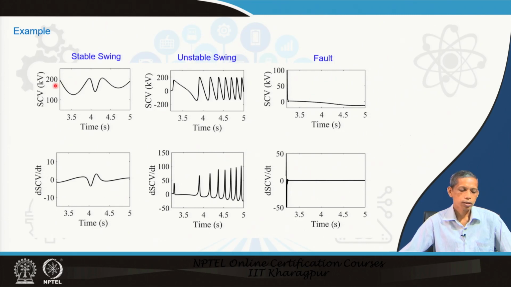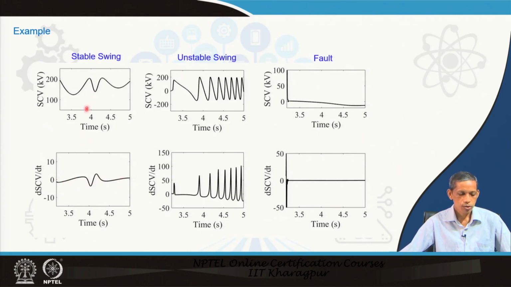Now, how do we compute the swing center voltage? V cos phi: we have the V measurement at the M bus, the local relay bus, and the corresponding phi angle between voltage and current. That V_m cos phi gives us the swing center voltage. So, we plotted this for the swing center. The derivative of this gives us dSCV by dt.